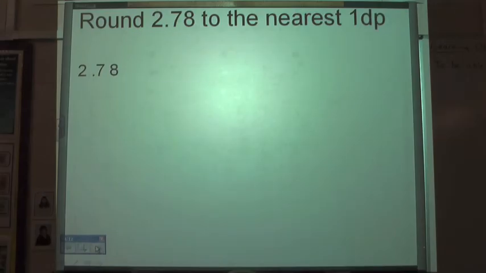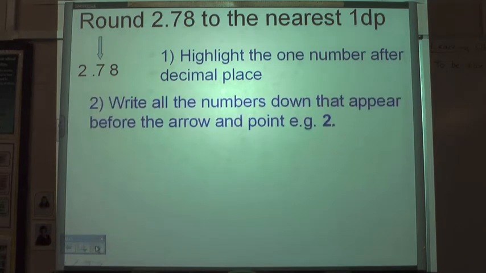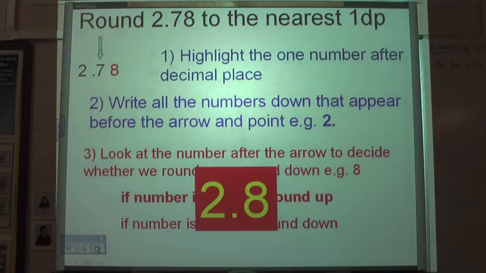One decimal place. So highlight the 1 number after the decimal place, immediately next to it. Here we have a 7. After this, write down your 2. It's 2 point something here. After the 7 is an 8. 8 being greater than 5 will round up. So that takes us to 2.8. Notice now that we have no numbers after the first decimal place because we have rounded up to 1 decimal place. So there should be 1 decimal place in your answer.